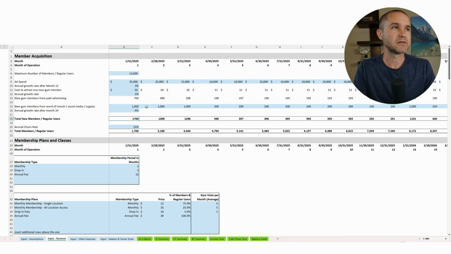So here's how you calculate your total new members and then an annual churn rate. What percentage of those members do you think are going to cancel? So we have a 25% annual churn rate, giving us a total number of active members or regular users here.